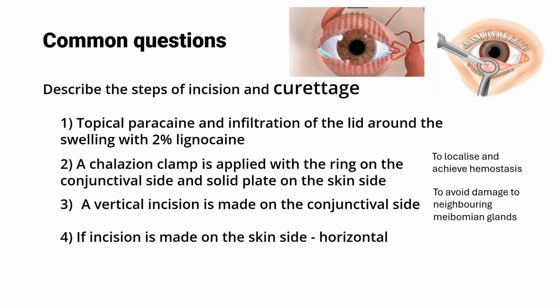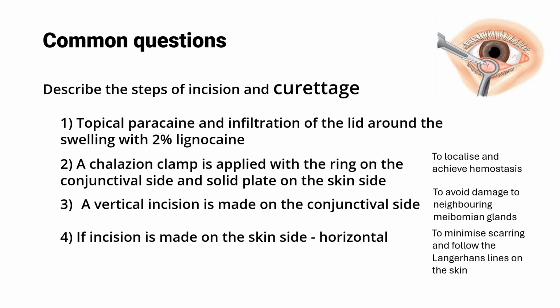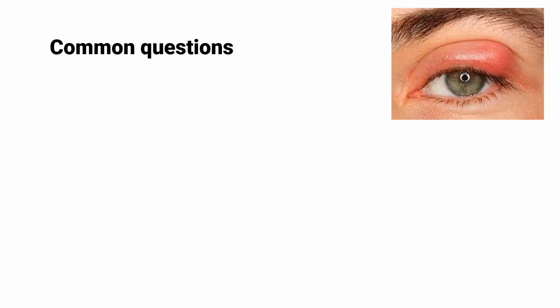Whereas when you put it on the skin side, you don't want to put a vertical incision because your Langer's lines are present horizontally. So if you put a horizontal incision, the healing is better and the scarring is minimal. Okay, then horizontal incision to minimize the scarring. Curettage: you use a chalazion scoop and you curette until you feel a gritty sensation, right? That's the treatment of chalazion.